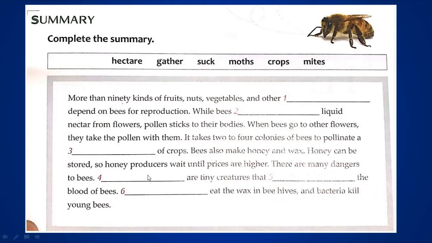So we're going to check the answers. So the first one, the crops, okay, and while bees gather liquid nectar, the next one, pollinate a hectare of crops. Number 4, many dangers to bees, mites are tiny creatures, okay. Number 5, suck the blood of bees. And number 6, moth, eat wax, okay. So now, this comes to the end of your section today, everyone.